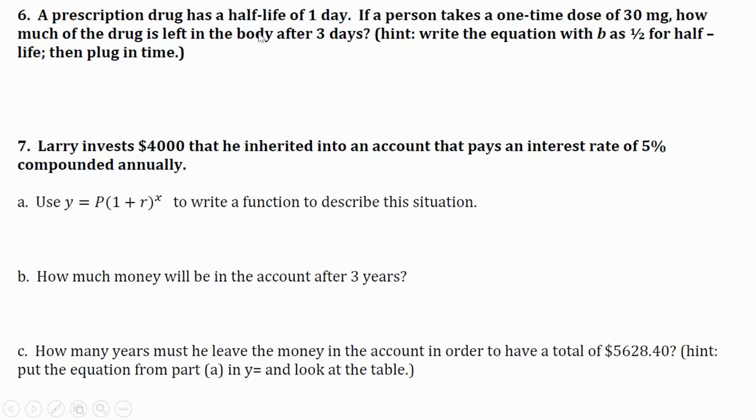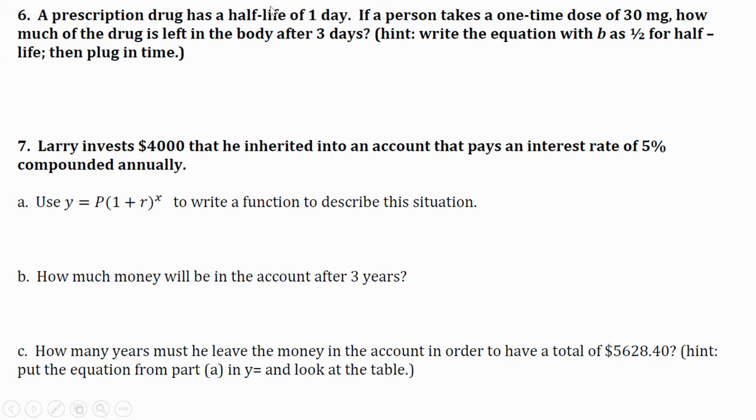This one they did not give you an equation, and so now you have to write the equation, and so that makes it a little bit more difficult. But it says a prescription drug has a half-life of 1 day. If a person takes a one-time dose of 30 milligrams, how much of the drug is left in the body after 3 days? And it wants you to write the equation with b as 1/2 for the half-life.